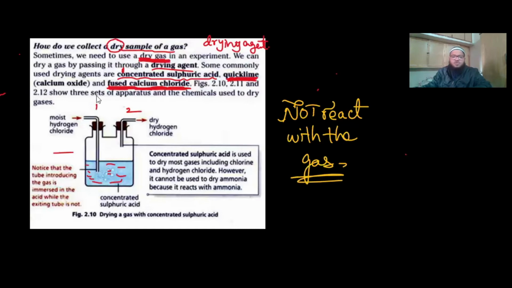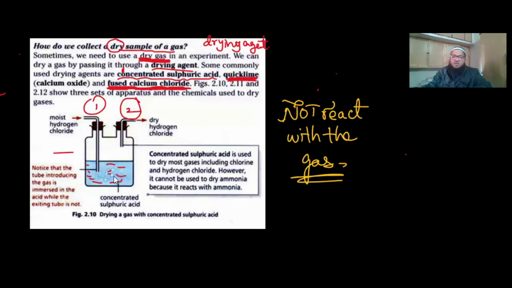The first tube is the tube through which the moist gas enters, and the second tube is the tube through which the dry gas, after removing all of its water, is collected. The tube bringing in the moist gas must be dipped in the drying agent, the concentrated sulfuric acid. This is the first point to remember. The other tube, used for dry gas collection, must not be dipped. It must be above the level of the drying agent.